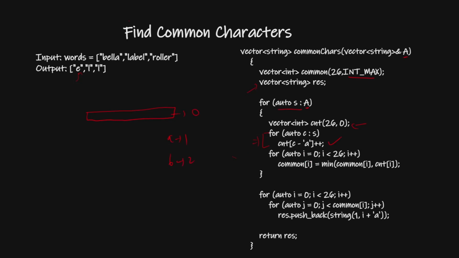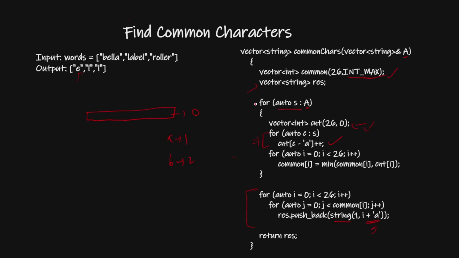Once I have done this, I will check against my common vector which is minimum, and I will update the minimum into this common vector. After doing this, all non-zero elements from this common vector I will store into my result. And how do I store them? This is like a string. Here I am storing numbers, and here I will convert them back into strings and store them into my result.